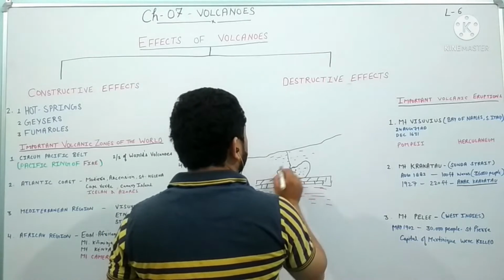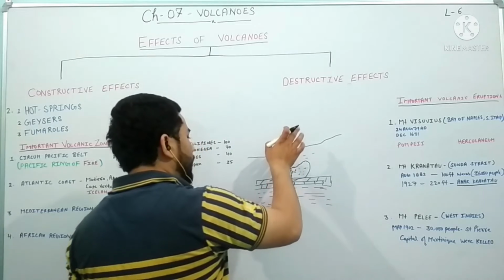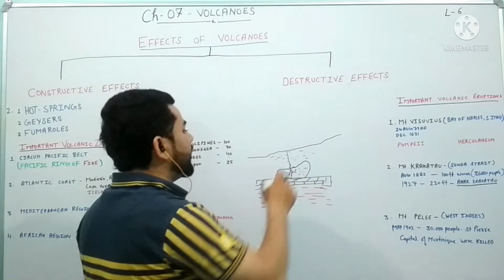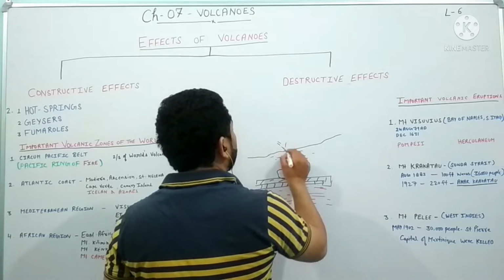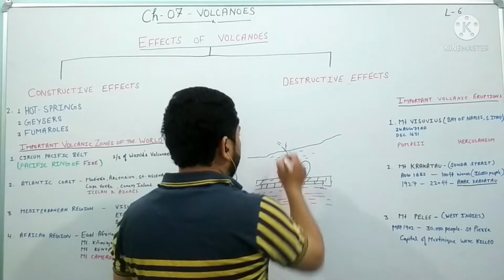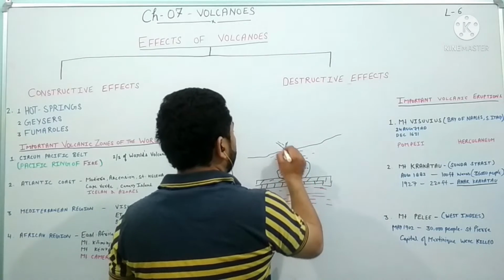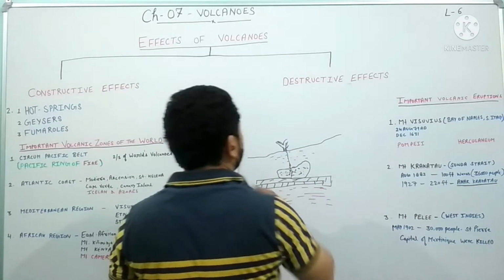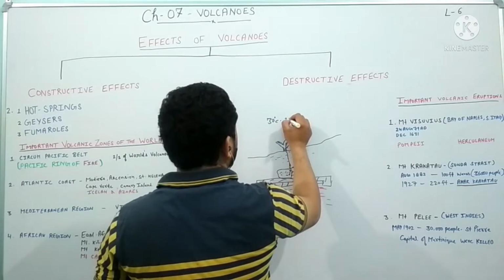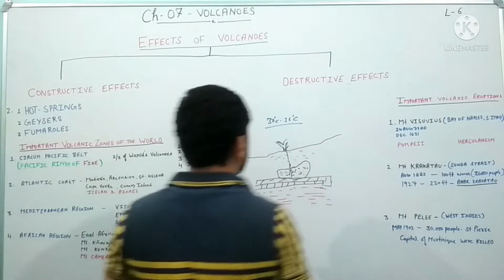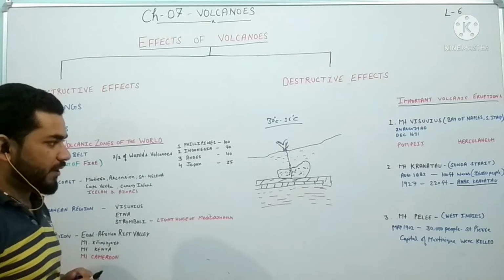And when it comes up through the cracks, the water above the surface will lower its temperature, and the water will come out in this manner. Now its temperature will be around 30 degrees Celsius to 35 degrees Celsius. So it will be called a hot spring.